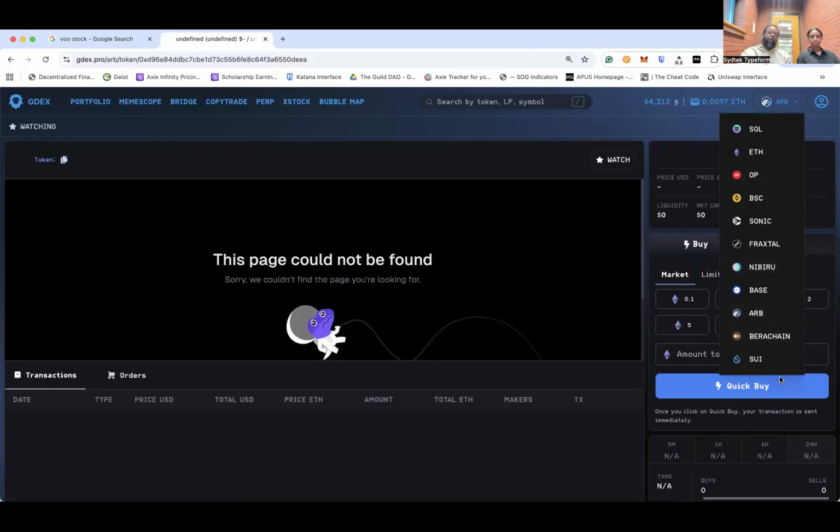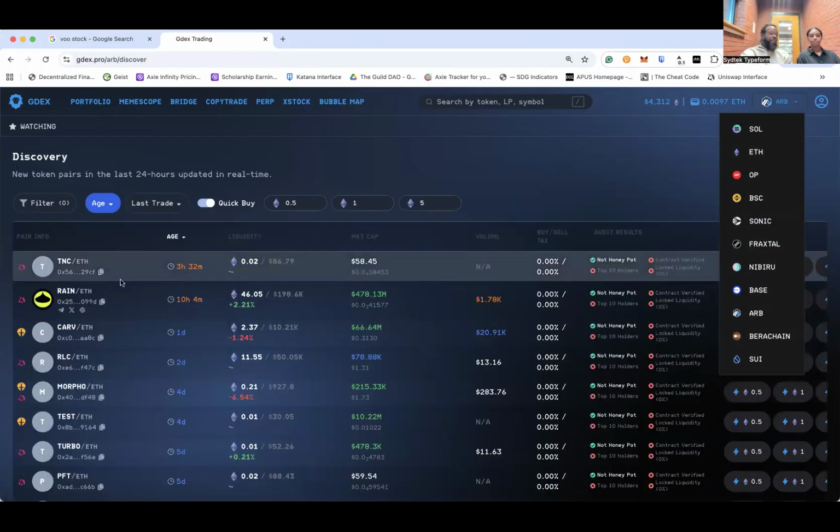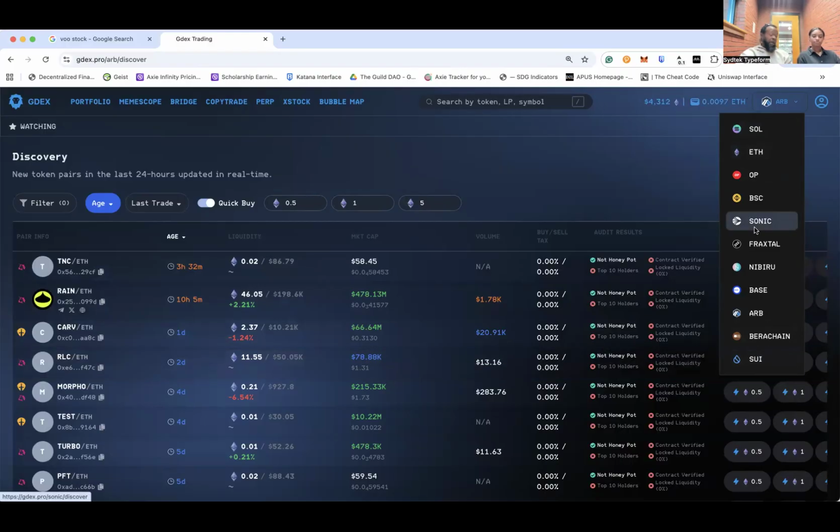Each one of these icons is a chain. Each chain is like a bank. That makes sense? Each chain has different tokens. But Gemach, we're on every one of these chains. That's unheard of, that many. So these are like banks. For example, yes, we're on ETH.